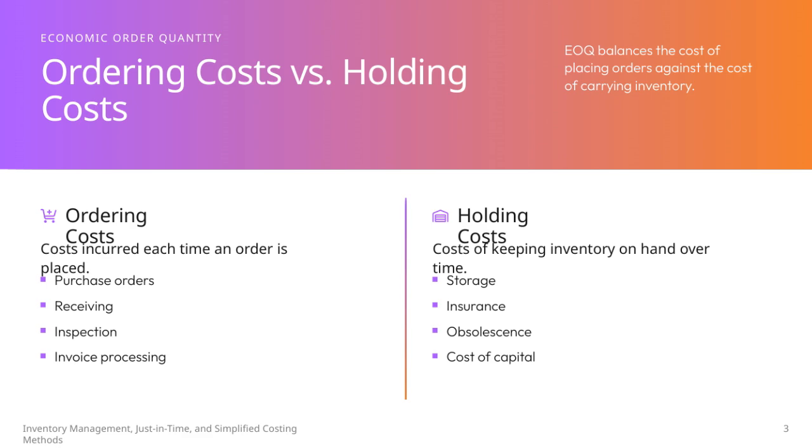On the other side, we have holding costs, which are the costs of keeping inventory stored over time. This includes storage fees, insurance for the inventory, risks like obsolescence where items might become outdated or unsellable, and the cost of capital tied up in that inventory. Holding too much stock drives these costs higher. EOQ helps us strike a balance between ordering costs and holding costs, minimizing the total expenses related to inventory management. By using this approach, businesses can order the right amount of goods at the right time, avoiding excessive storage or frequent ordering. This is essential in methods like just-in-time and simplified costing systems where efficient inventory control is key.